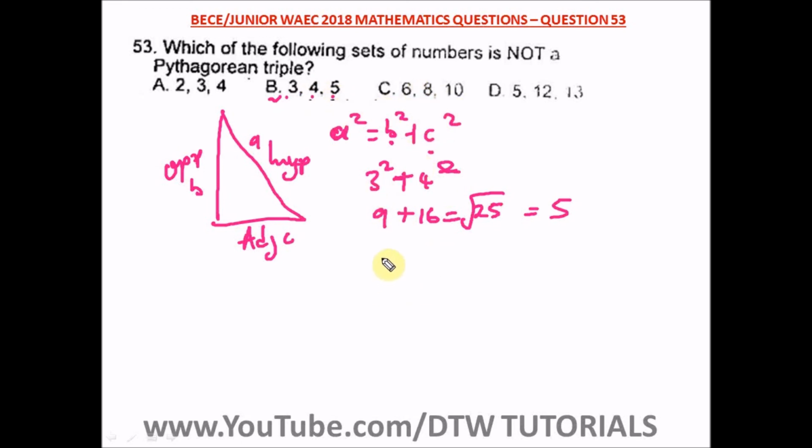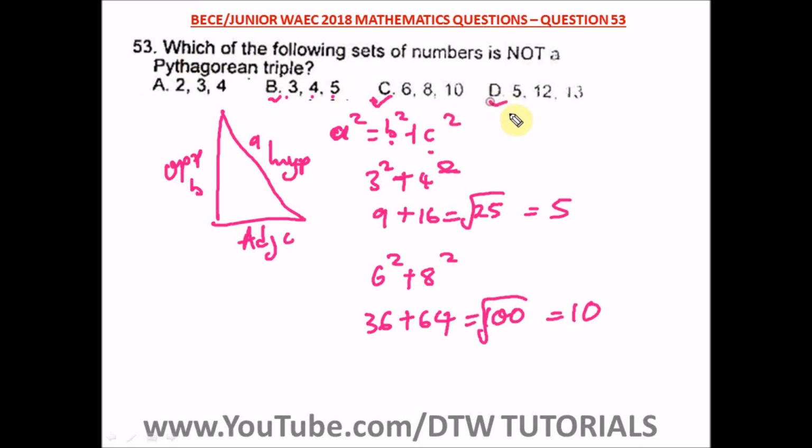So we can also try it for 6. 6 square plus 8 square. 6 squared is 36, plus 64. 36 plus 64 gives us 100, and the square root of 100 is equal to 10. Alright, so this is a Pythagorean triple. The question says which of them is not a Pythagorean triple.